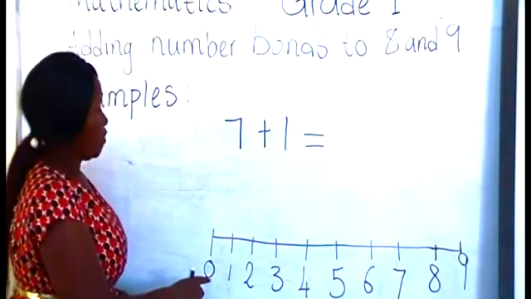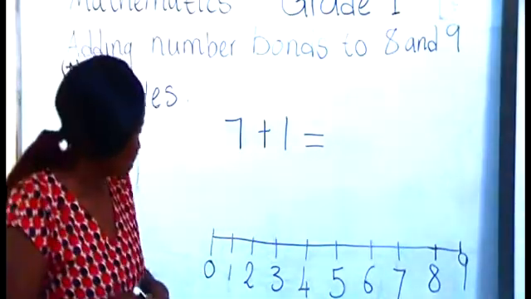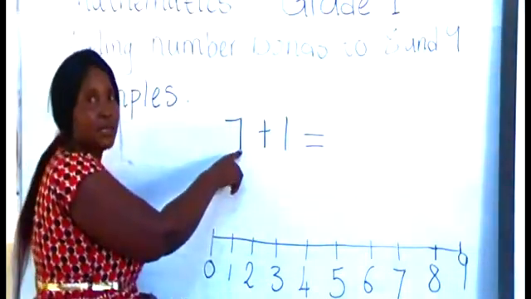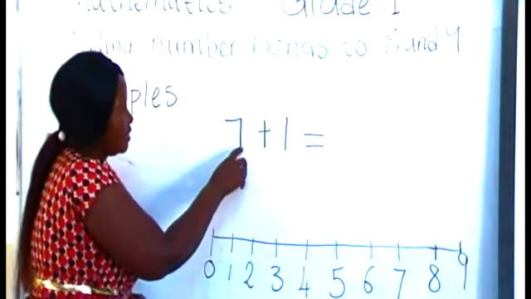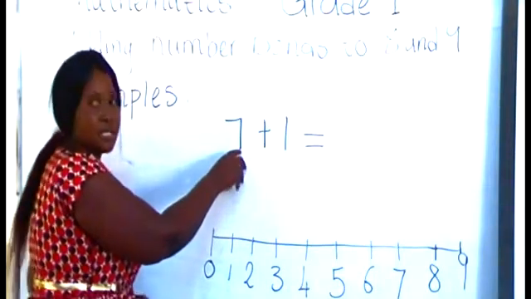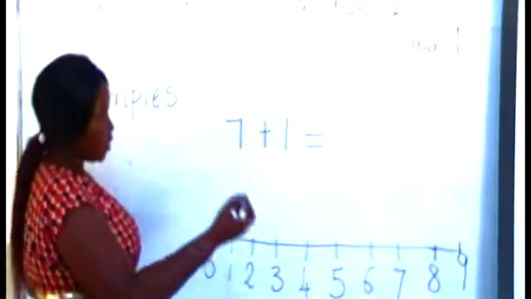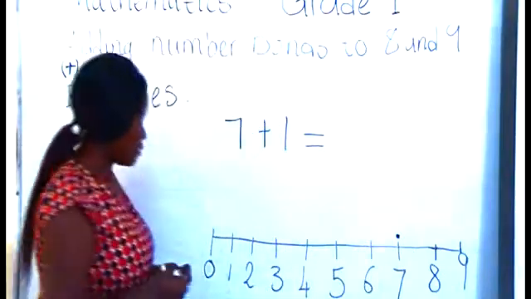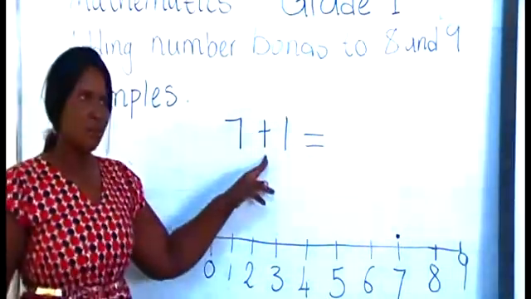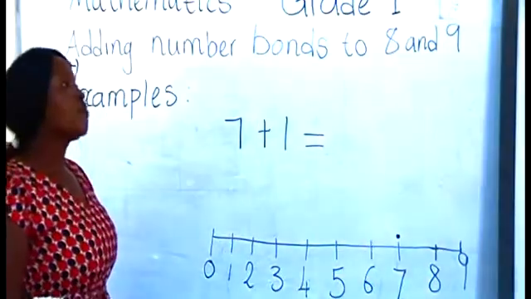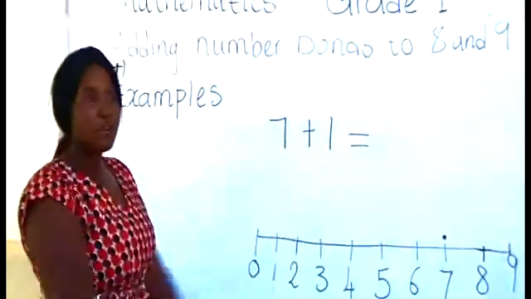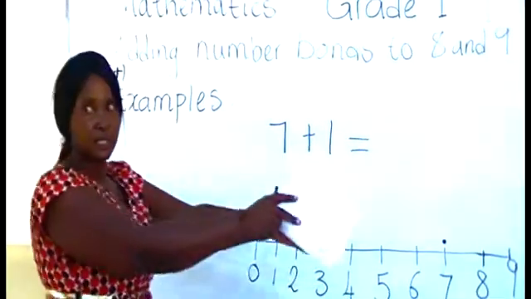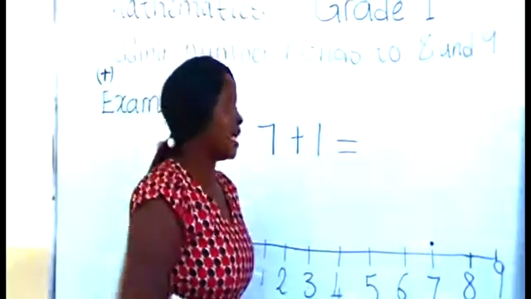So that you do not get confused, you first look at the bigger number. In this case, the bigger number is 7. So we are going to stand at number 7 here. Now, remember we are adding, meaning we are moving forward. We are not going backwards on the left side, but we are moving forward, in the right direction.